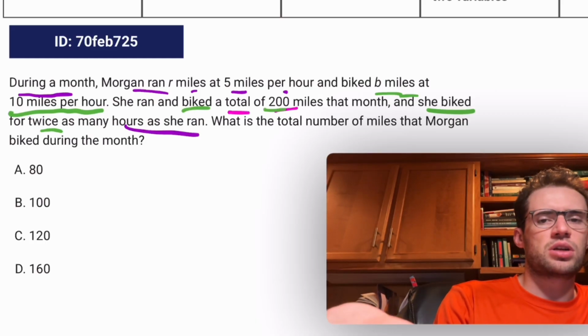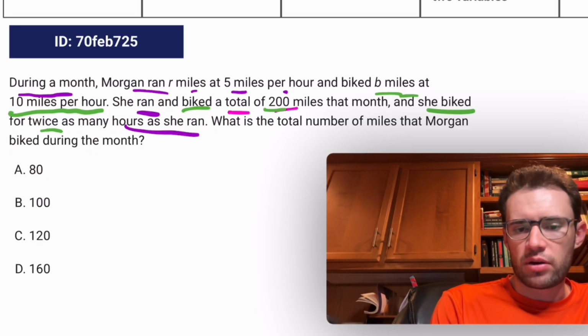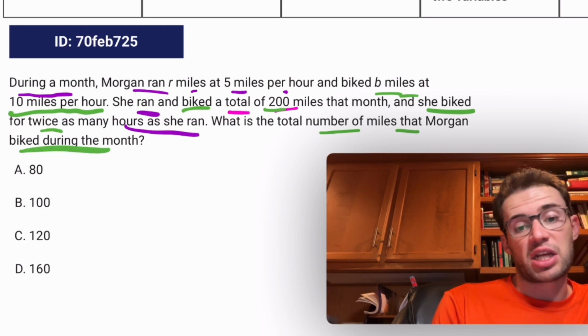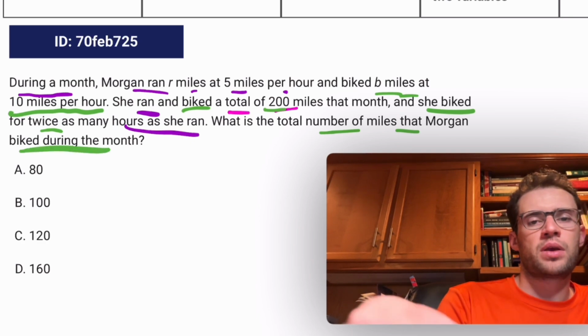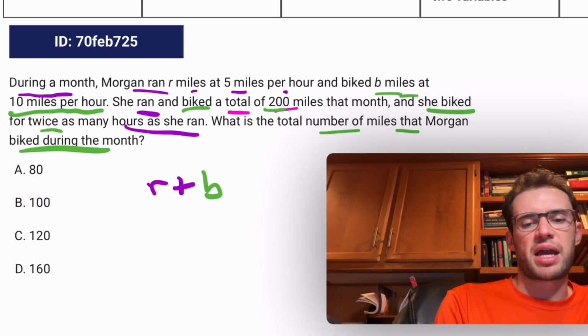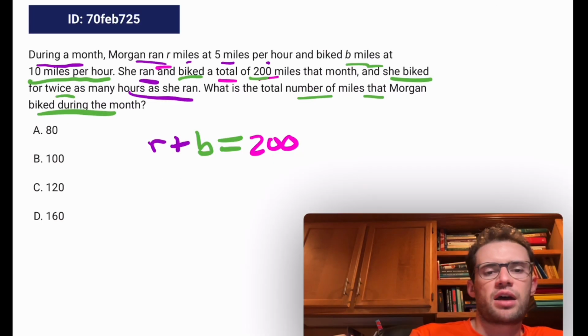So this says, again, she ran and biked, total of 200 miles that month. And we're trying to figure out what is the total number of miles that she biked. So just the biking. All right, well, we know R plus B, so the miles run plus the miles biked is equal to 200. So then we have times: she biked for twice as many hours as she ran.